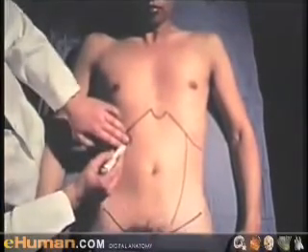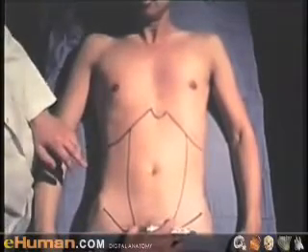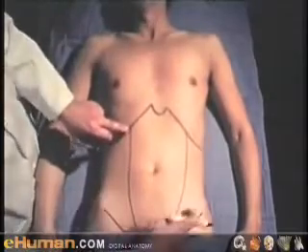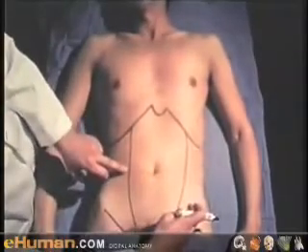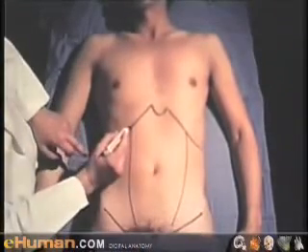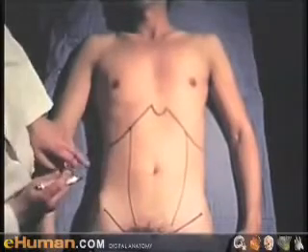It runs from the costal margin down to the pubic tubercle on both sides. And where this line, which is referred to as the linea semilunaris, crosses the costal margin is the tip of the ninth costal cartilage, and this is an important landmark.